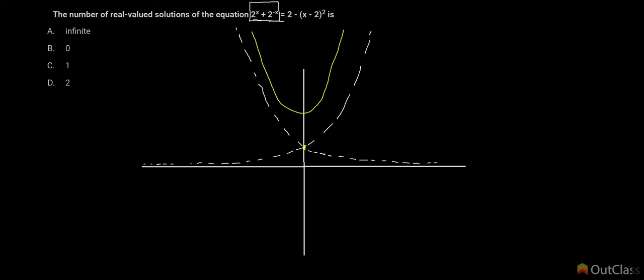This point was 0, 1. So when the two ones add, your output is going to be 2 when x is 0. So that's the graph on the LHS.